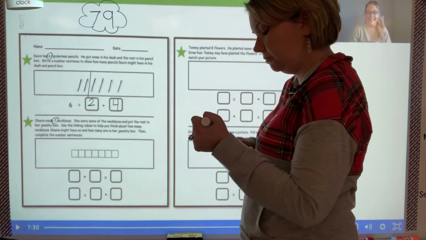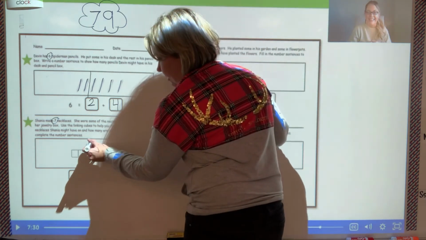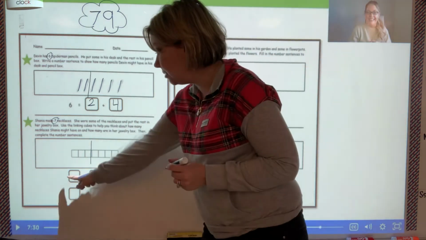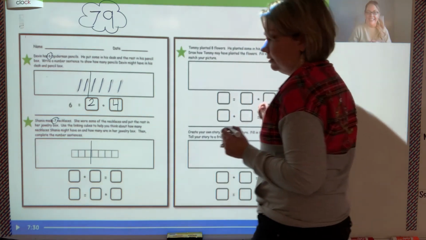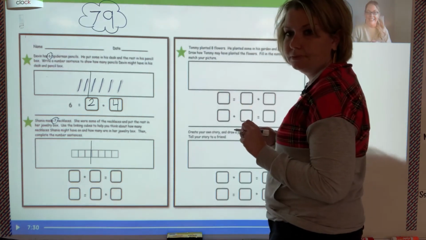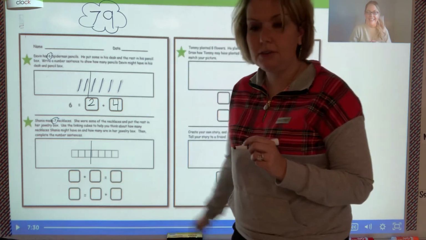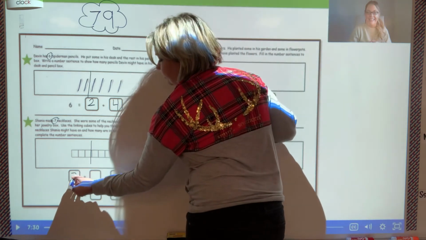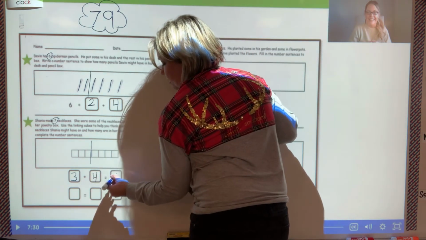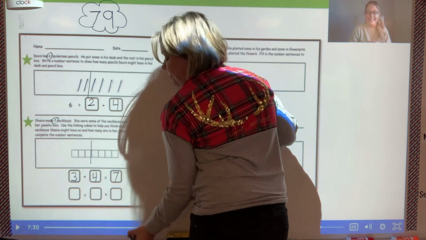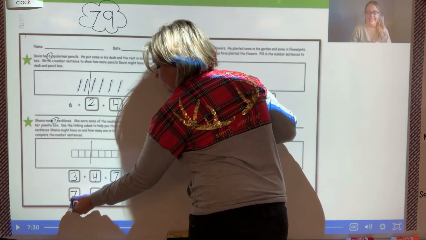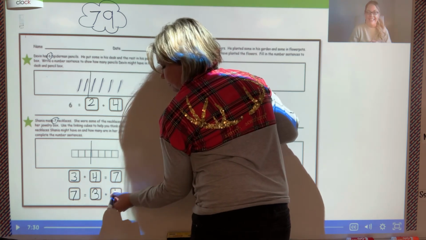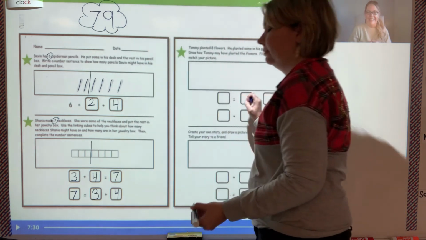I did 3 and 4. Okay, you did 3 on one side and 4 on the other. Can you read this number sentence to me that you have on your paper? I did 3 plus 4 equals 7. Yep. And 7 equals 3 plus 4.